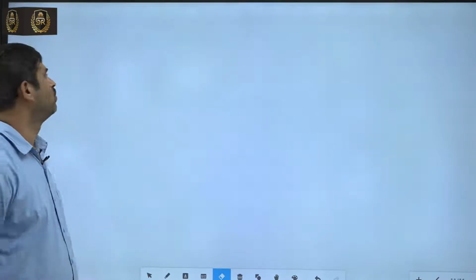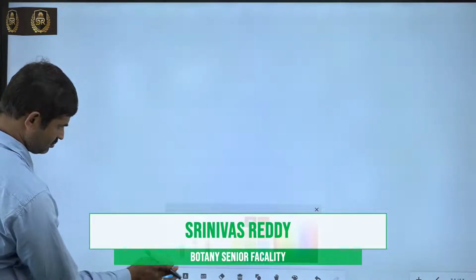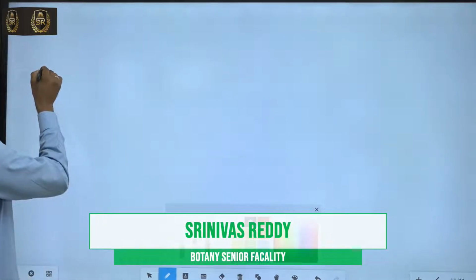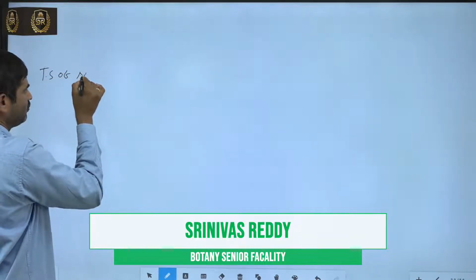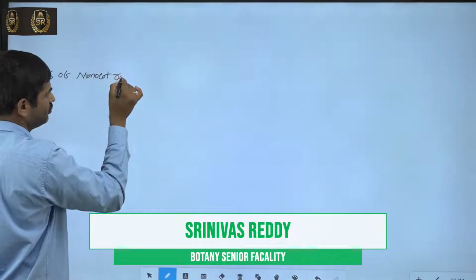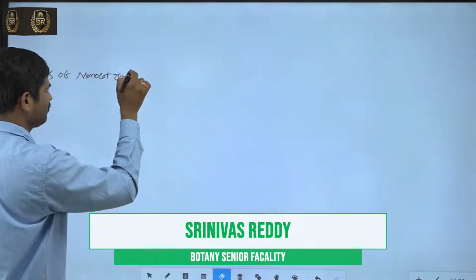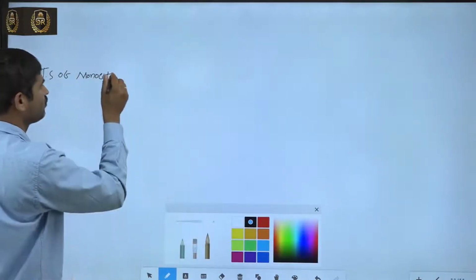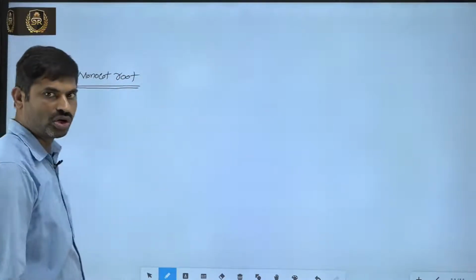TS of monocot root. Transverse section of monocot root.